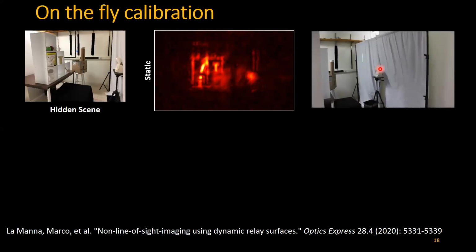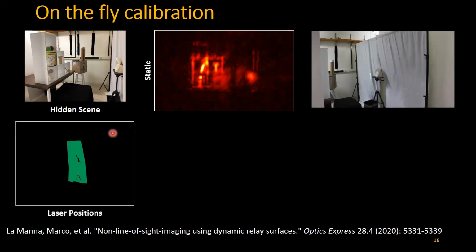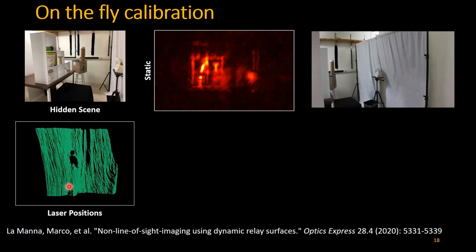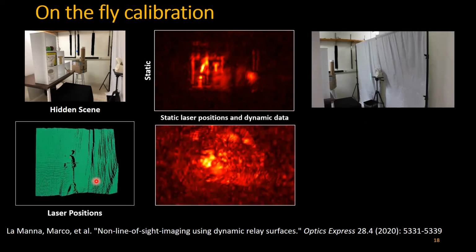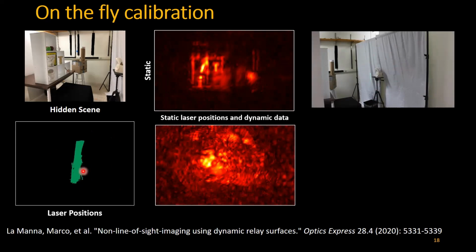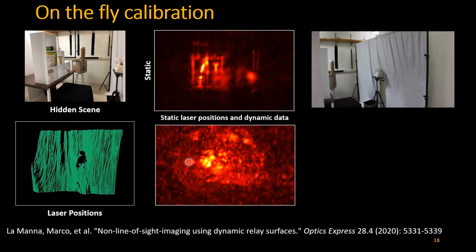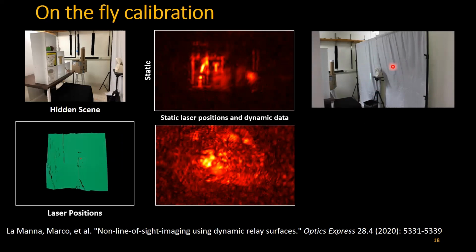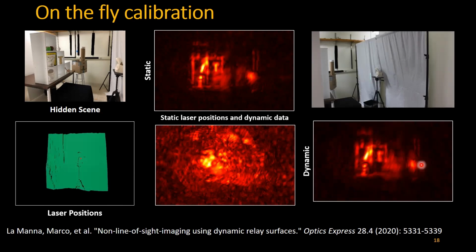Here's an example of a scene being scanned with a single pixel system, and our relay wall now is a curtain with a fan blowing at it that's moving. You can see the geometry of the relay wall, which is not flat at all. If you just try to reconstruct this and ignore this geometry, then you get nothing. But what we actually do is, from the direct reflected light from the scene, estimate the geometry of the relay wall, which is these green points here. If you include that into your reconstruction algorithm, you actually get a decent reconstruction of the scene.